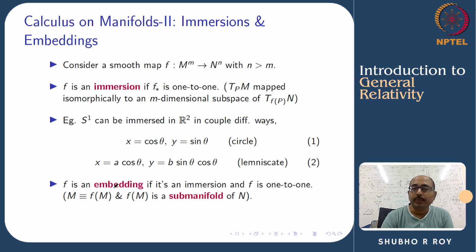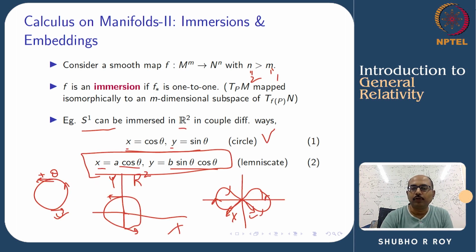Now let's define an embedding. Immersion is fine, but there is a notion which is more useful, which is known as embedding. Now we will call an immersion an embedding, so it has to be an immersion to begin with, if in addition to f star being one-to-one, f is also one-to-one. So only one point on the manifold M gets mapped to a point in N. You cannot have 2 points getting mapped to 1 point.